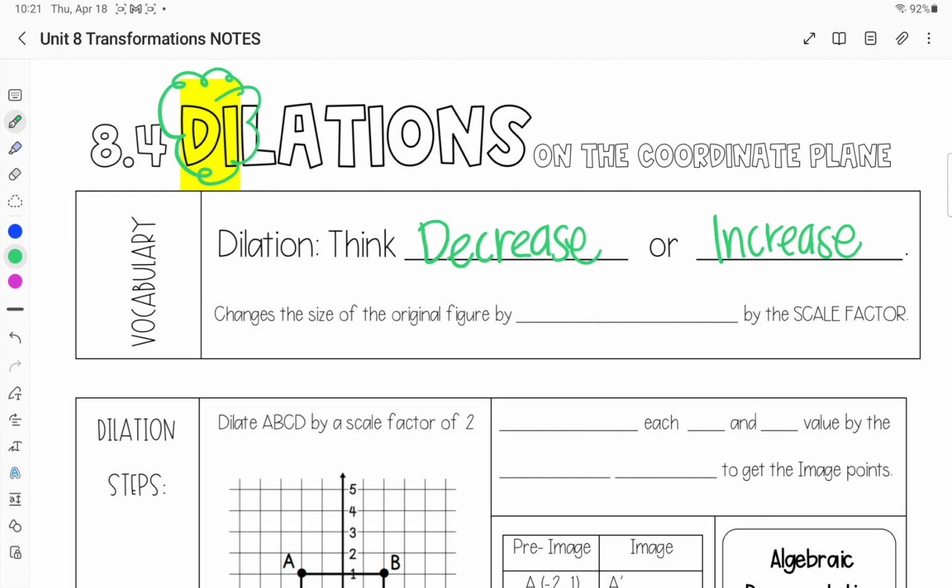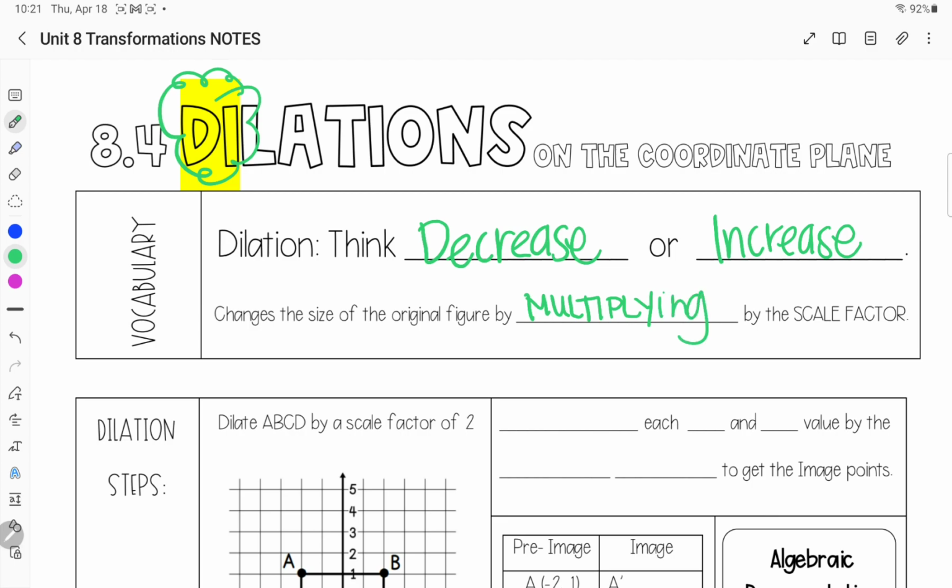It's kind of like if you've ever put a picture on Word and grabbed a corner to make it bigger or smaller. That's what we're doing. So we're making it either bigger or smaller. So it changes the size of the original figure by multiplying.